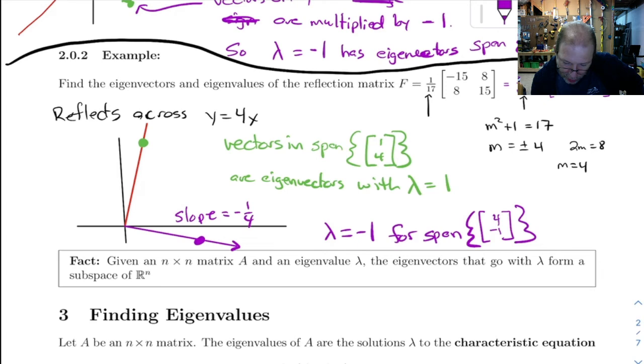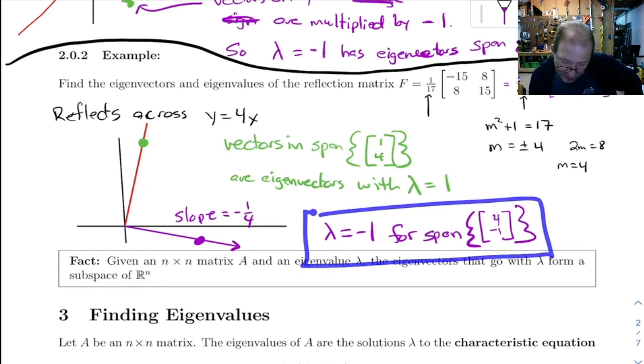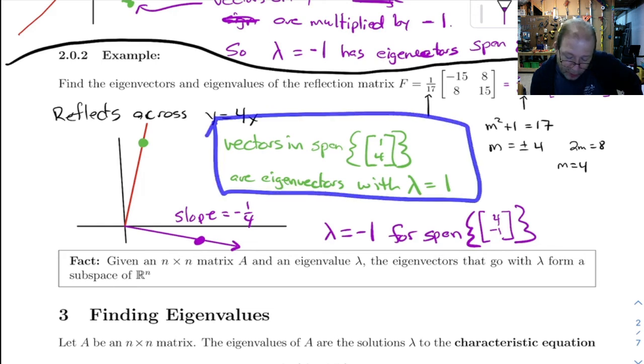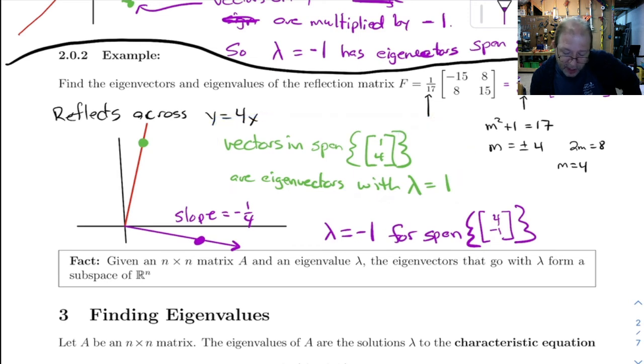All right, so I want to repeat this again. If you're given an n by n matrix and an eigenvalue, the eigenvectors that go with it form a subspace. And so really what I'm doing here is I'm giving the eigenvalue, and this is a basis of the subspace that goes with it as eigenvectors. And ditto up here. So for the eigenvalue 1, this is a basis of the subspace.